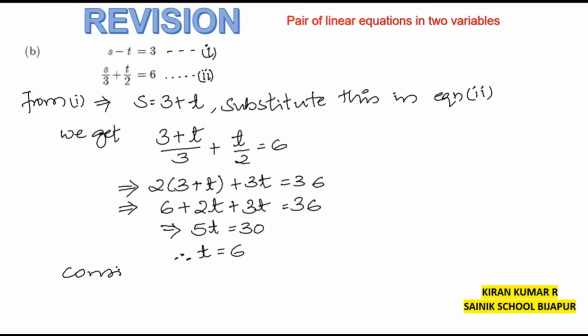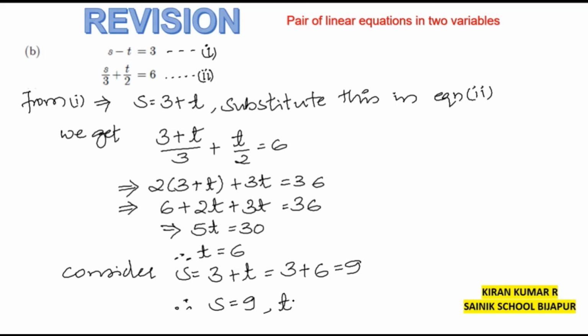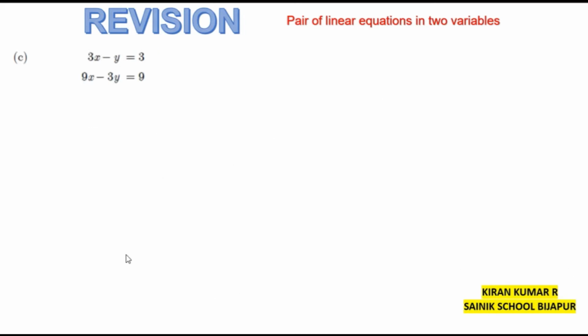Now let me consider s is equal to 3 plus t. Substitute, it is 3 plus 6, which will be 9. Therefore, the value of s obtained is 9 and the value of t obtained is 6. Next question.